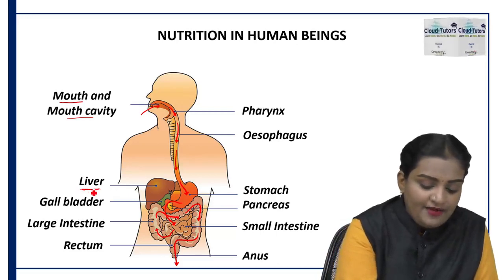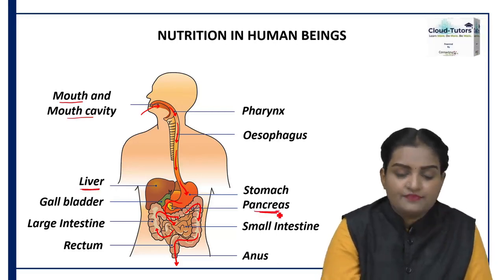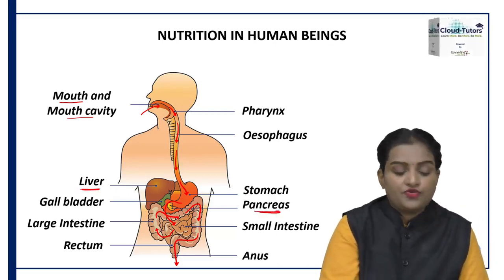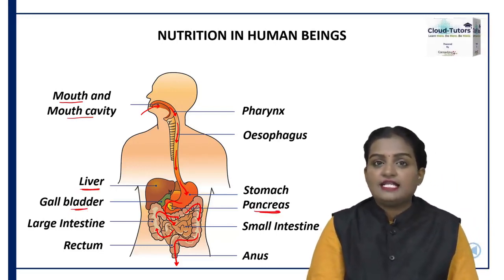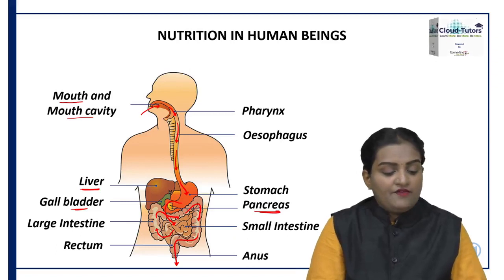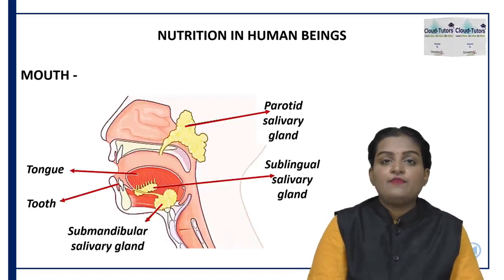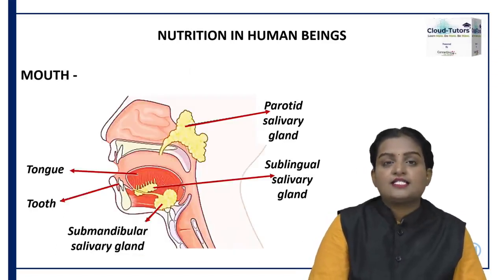One is liver, the other is pancreas. We have labeled one more structure, that is gallbladder. We'll come to that function when we are discussing liver. Now first let's start with first step, that is ingestion, which occurs in mouth.